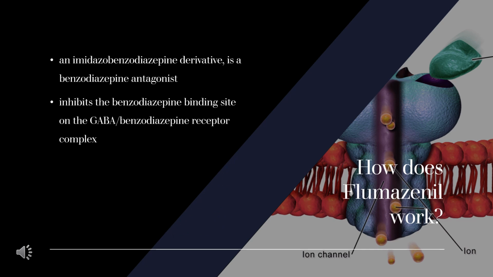Flumazenil, an imidazobenzodiazepine derivative, is a benzodiazepine antagonist. It competitively inhibits the benzodiazepine binding site on the GABA/benzodiazepine receptor complex. Flumazenil is a weak partial agonist in some animal models of activity, but has little or no agonist activity in man.